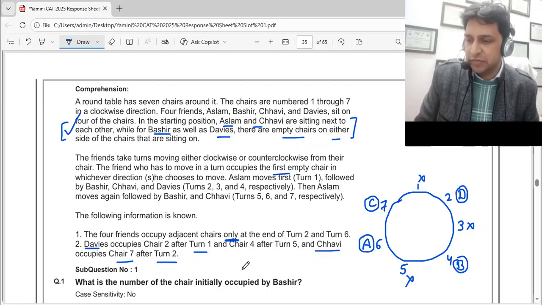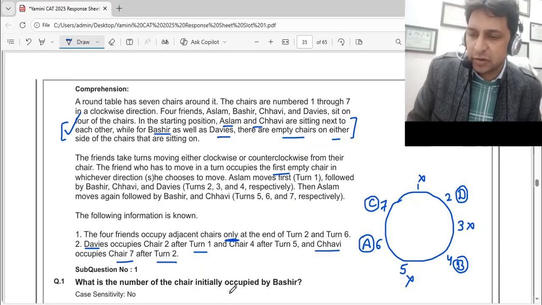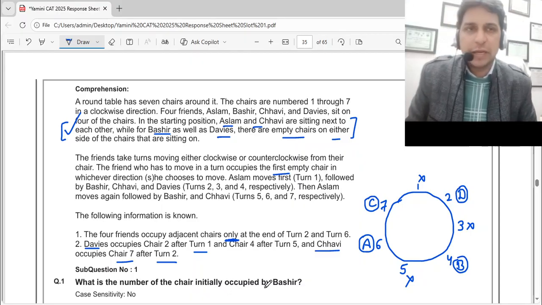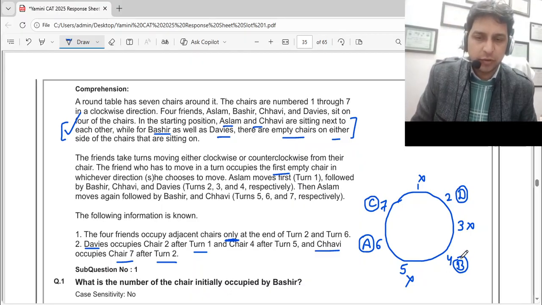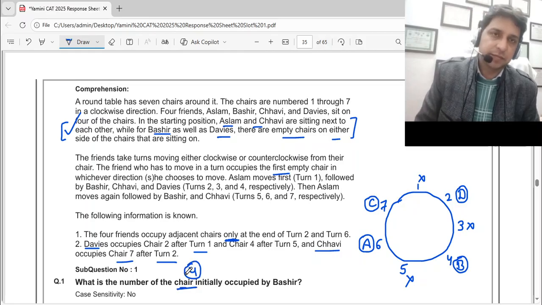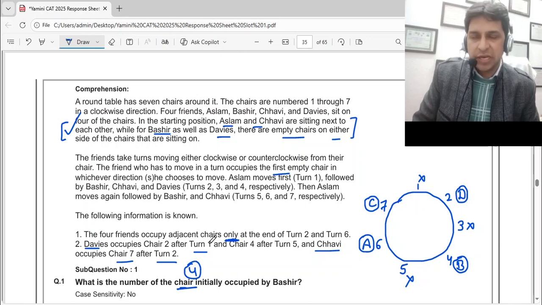Now the first question we get, let's see that. What is the number of the chair initially occupied by Bashir? Now Bashir is at chair number 4. That means the answer to this, chair number 4, that should be the answer. Quite clear. Let's move to the next question.